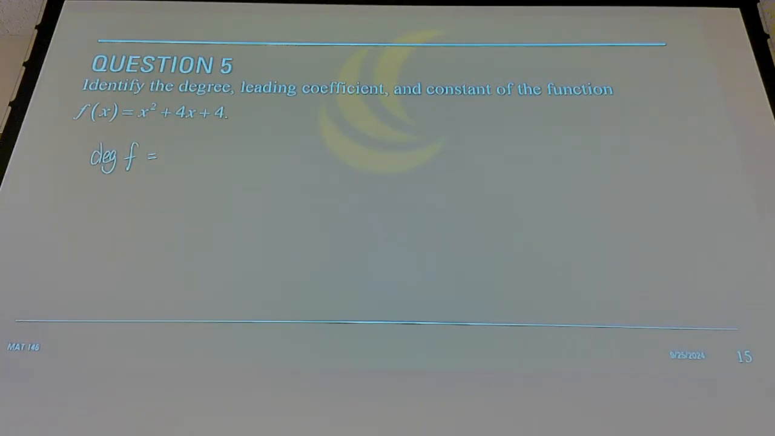What's the degree? What's the leading coefficient? Good, 1. And what's the constant?